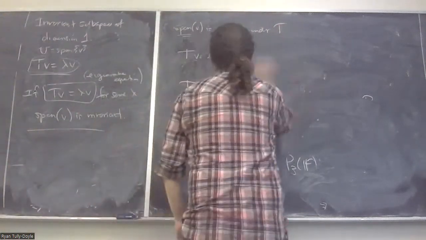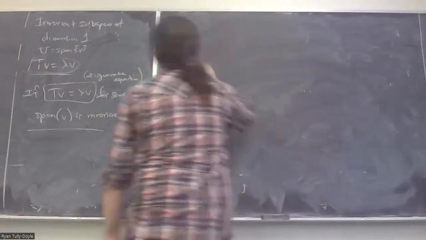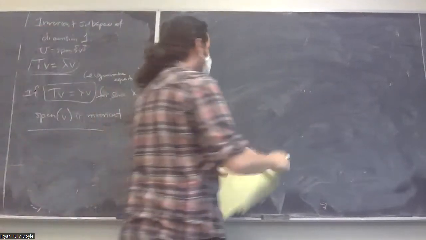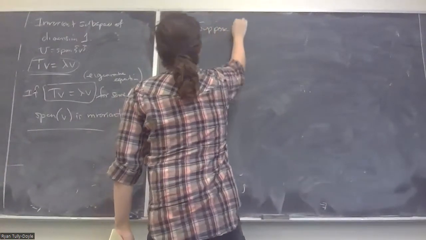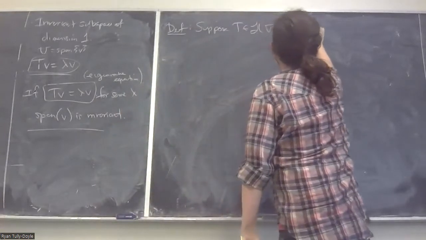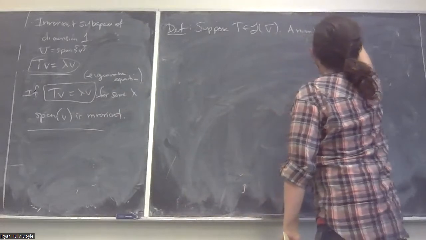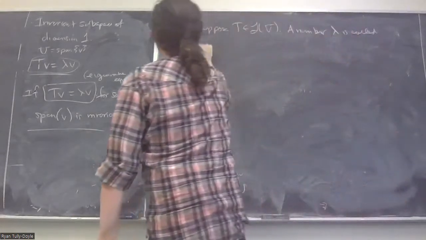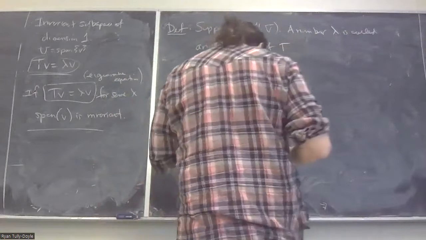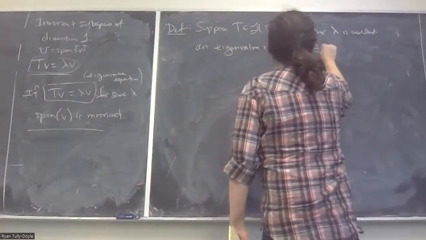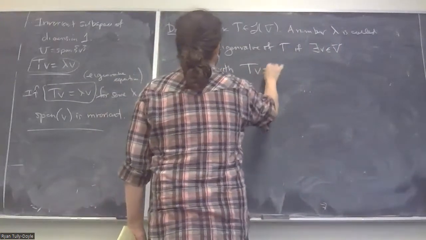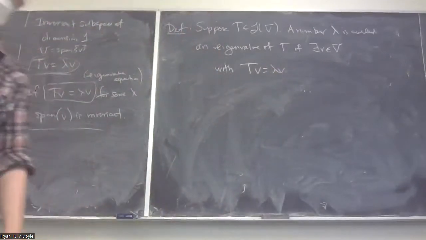So here's our big definition. Suppose T is a linear map. A number lambda is called an eigenvalue of T if there exists a nonzero vector v with Tv equal to lambda v.